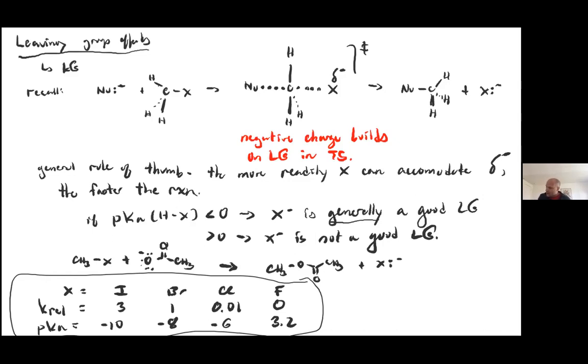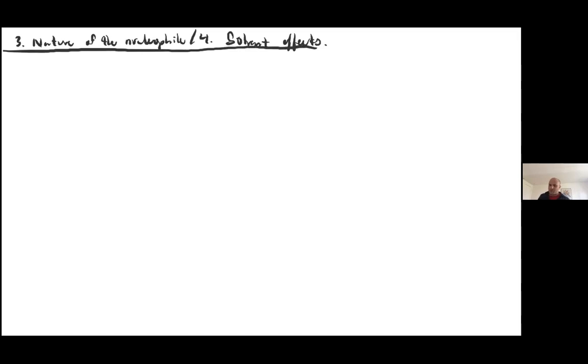All right. So that's leaving groups, and now we're going to get to the sticky stuff, which is the nature of the nucleophile. Okay. And we may not finish this today, but that's okay. Okay, and so I said 3 and 4 need to be considered together. So nature of the nucleophile and solvent effects, these are interrelated, and you can't really talk about one without the other.